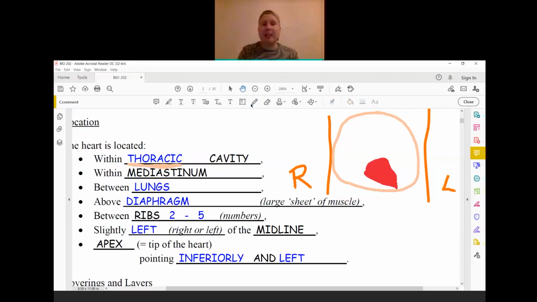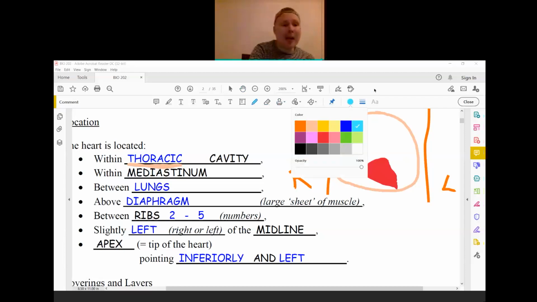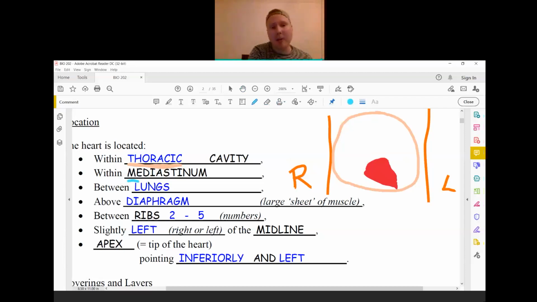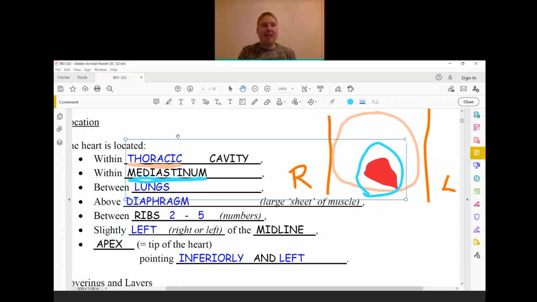Another term that you'll see being used is that the heart is located within the mediastinum. Mediastinum is this space between the lungs. So that contains only the heart and the major vessels that come in and out of the heart.